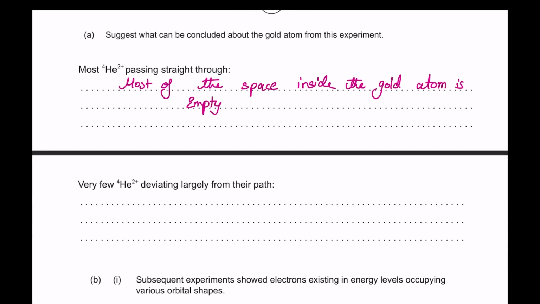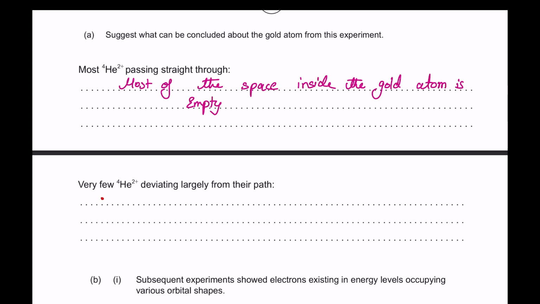On the next part, very few alpha particles are deviating largely from their path. What does this mean? This means that the nucleus is very small and dense. That's the first thing. The second thing is the nucleus should be positively charged. If the nucleus was negatively charged, they wouldn't have deviated; the nucleus would have attracted them towards itself. So there should be a repulsion between the alpha particle and the nucleus. So we can conclude the nucleus is positively charged.